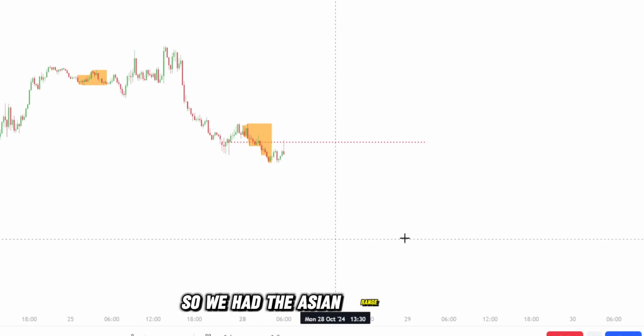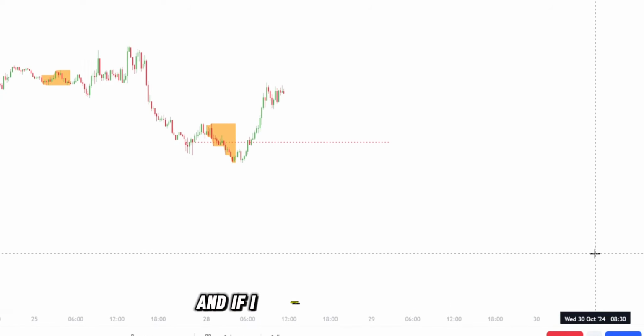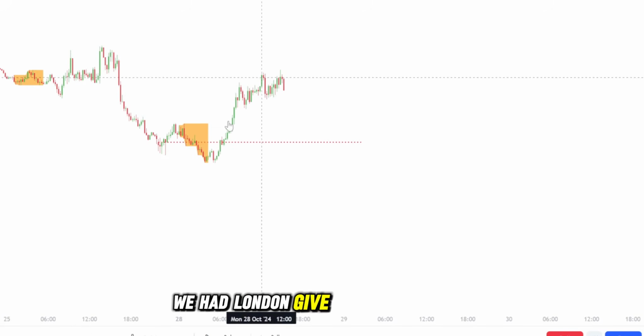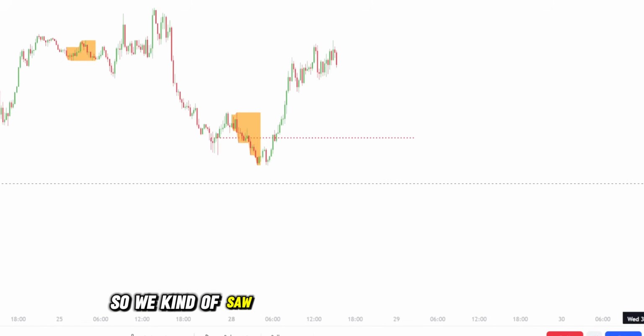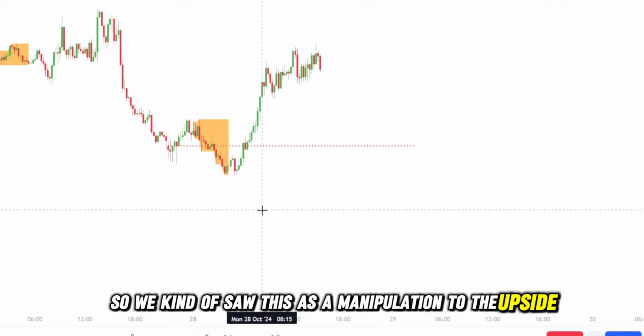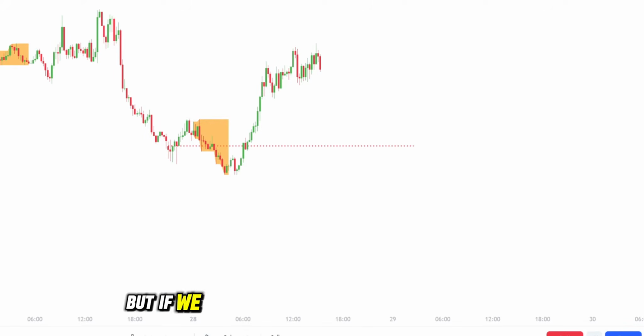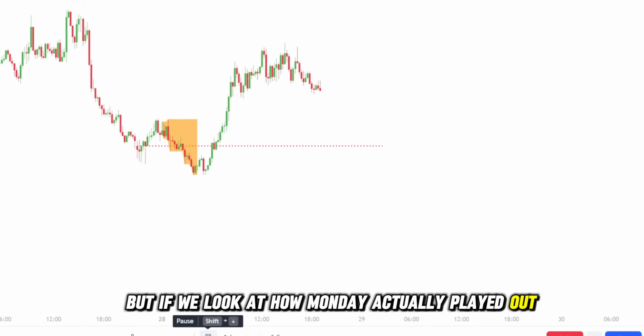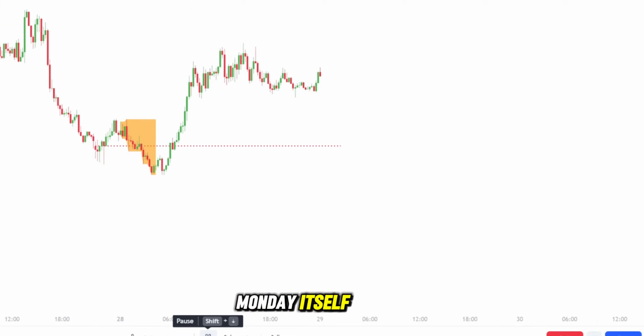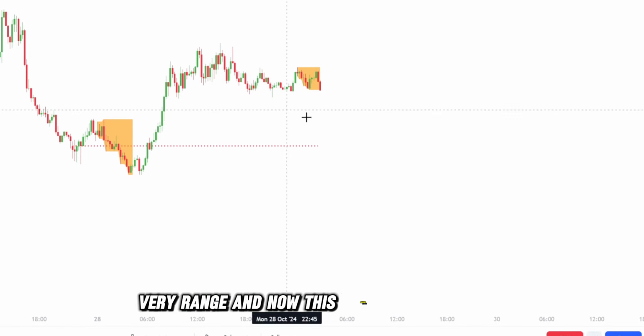We had the Asian range as normal, and if I continue to play price on, we had London give us a little drive up. We saw this as a manipulation to the upside relative to the weekly opening. But if we look at how Monday actually played out, Monday itself was very, very rangy. And now this leads to Tuesday.